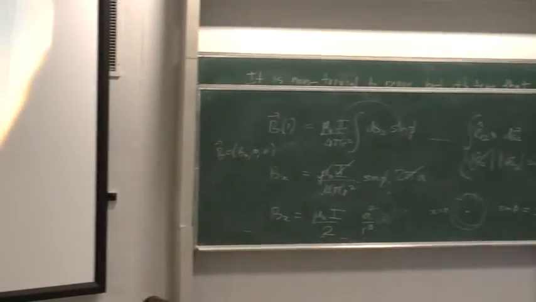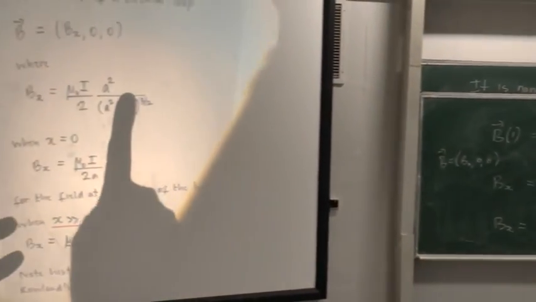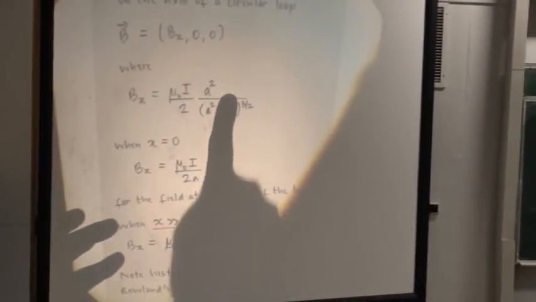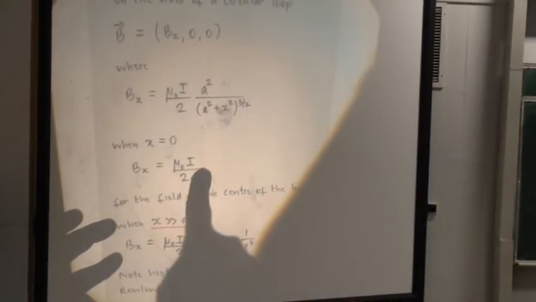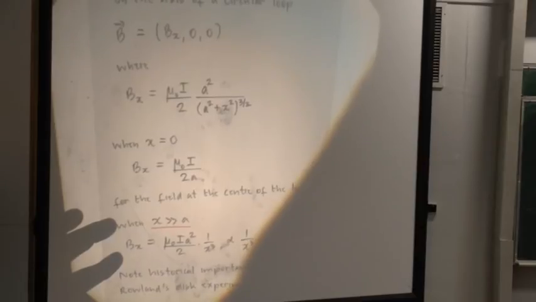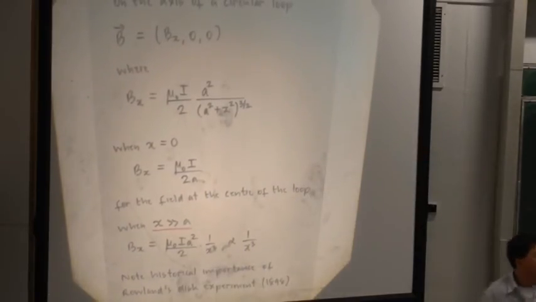When x is 0, of course, that's trivial. That just becomes a cubed, and a squared over a cubed is 1 over a. And so you get the strength of the field at the centre of the loop as mu naught I over 2a. Lovely simple result after all this hard work.